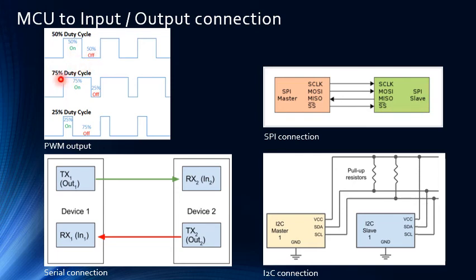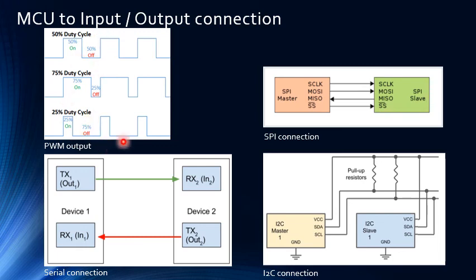A 75% duty cycle means for the same period, the same length, 75% of the time is on and 25% is off. And the opposite, a 25% duty cycle means for the same length of period, 25% of the time is on and 75% is off.